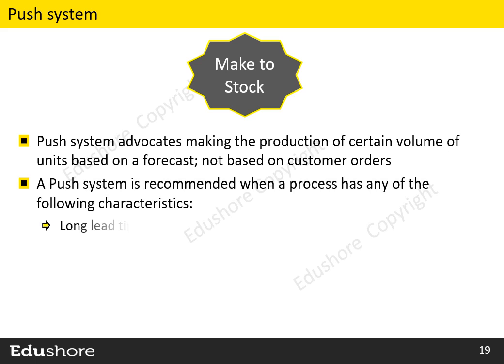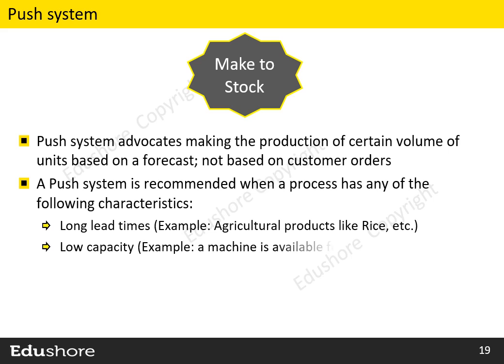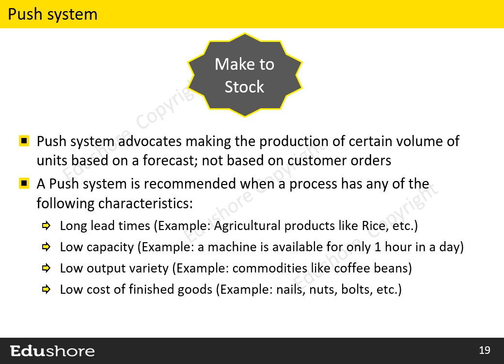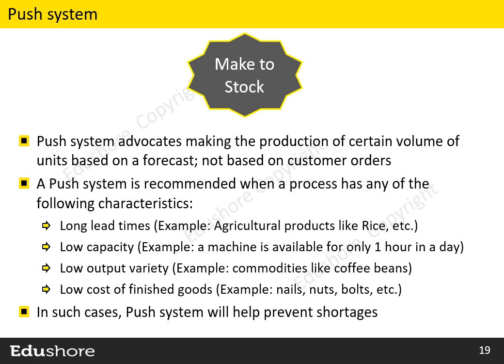The process has long lead times, for example, agricultural products like rice, etc. A low-capacity process, for example, a machine is available for only 1 hour in a day. A process that has low output variety, for example, commodities like coffee beans. A process with low cost of finished goods, for example, nails, nuts, bolts, etc. In such cases, a push system is recommended because it will help prevent shortages.